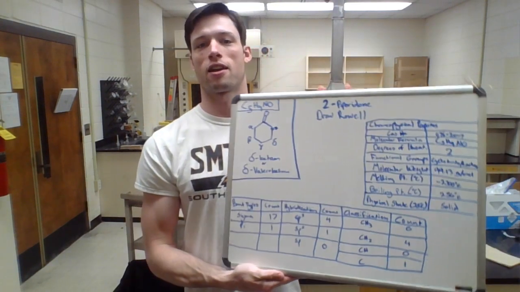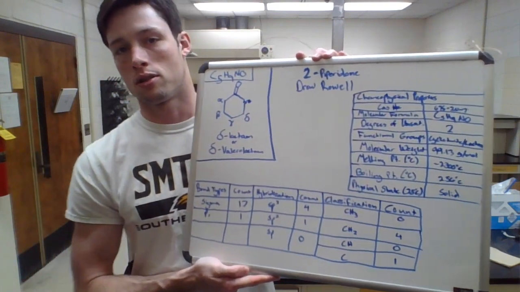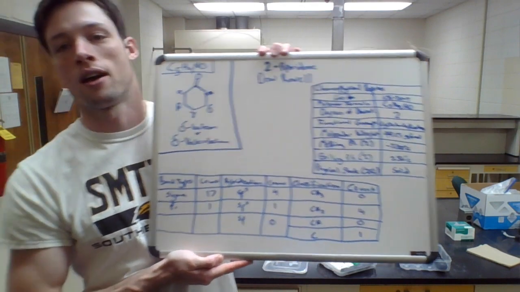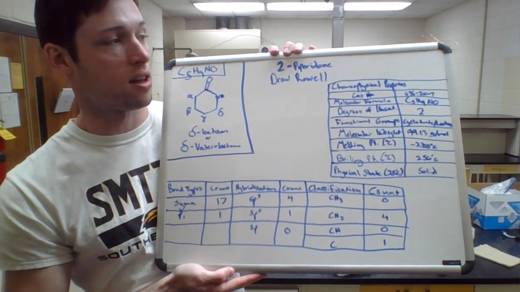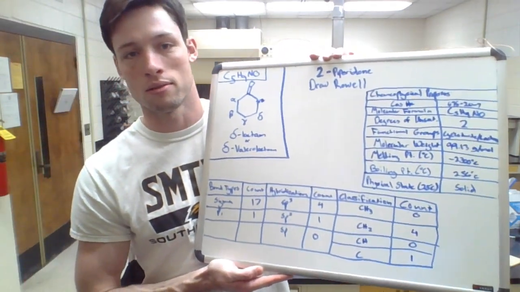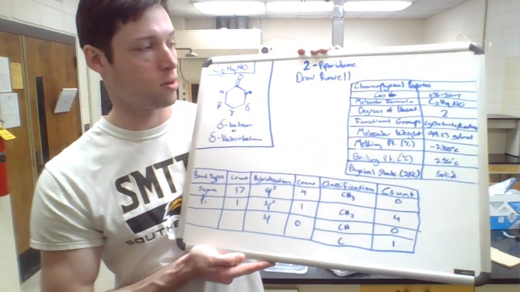Hey everybody, so today we're going to be taking a look at a molecule called 2-piperidone. 2-piperidone has the molecular formula C5H9NO. Its CAS identification number is 675-20-7. Some of the chemophysical properties of 2-piperidone.